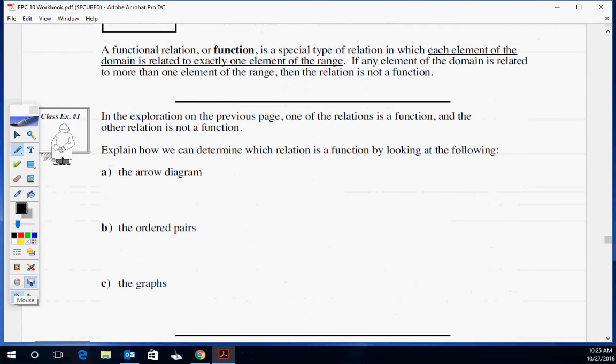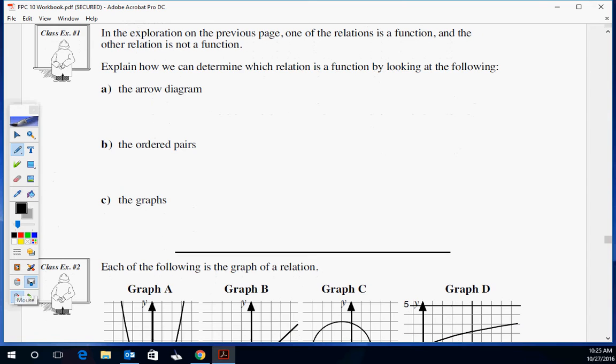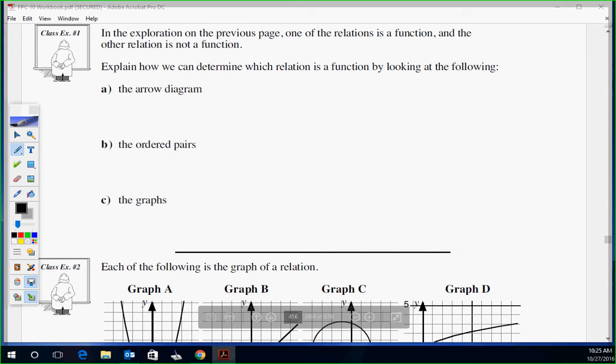Okay, so here it is from their words. A function, or relation, is a special type of relation in which each element of the domain is related to exactly one element of the range. That means x has one y. Okay, if any element of the domain is related to more than one element of the range, it's not a function. So, in the exploration, so stuff we did up there, we compared all the things we were looking at.